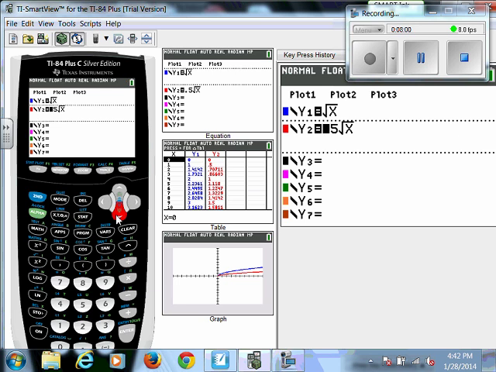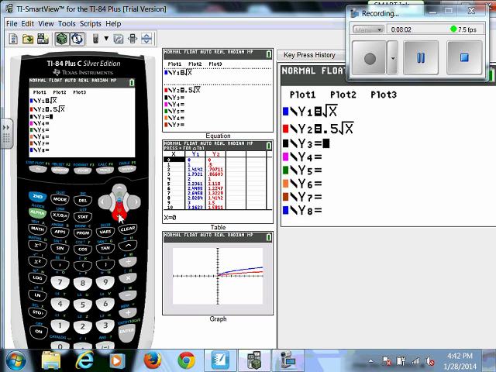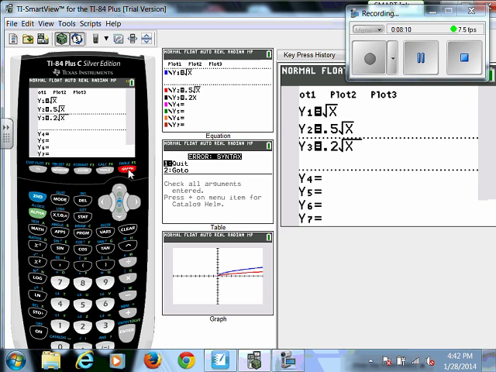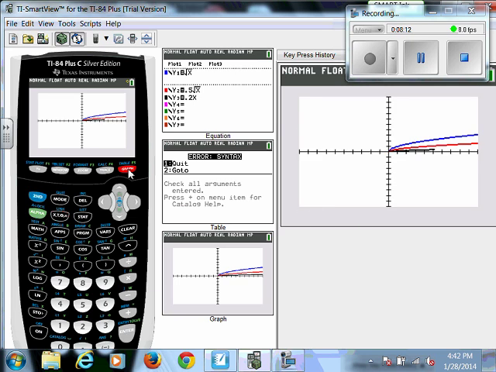What do we think is going to happen here? Is it going to be the same as B? Will it shrink even more? That's what happened when B got smaller. And look at that. It got almost so small that we couldn't see it. It looked like it was the x-axis. So if we have a number between 0 and 1, we have a shrink.